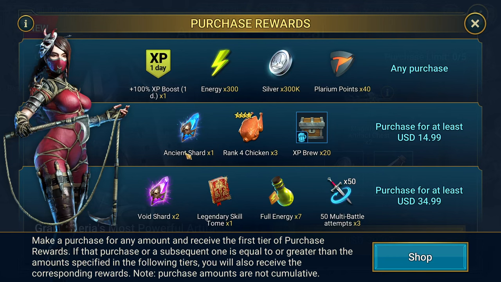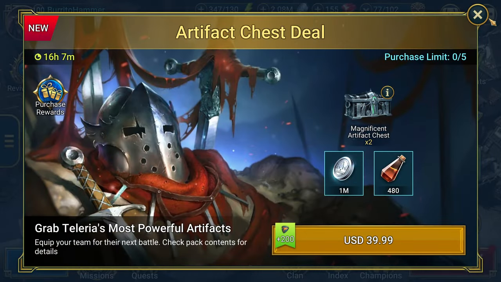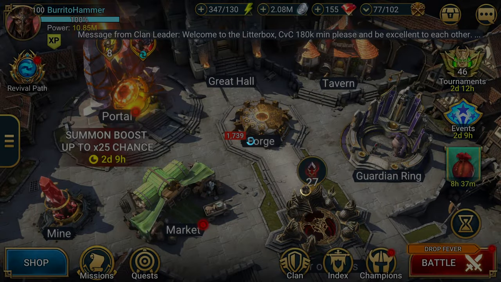Oh, there's also this purchase rewards. If you spend any money in Raid, you get these extra things here, rewards, Plarium points, silver, energy. And then you also get, because the Revival Pass is $20 and this is only 15, you get second tier, which is another shard, more chickens and brews. So, you know, there's that extra stuff to entice you even further.